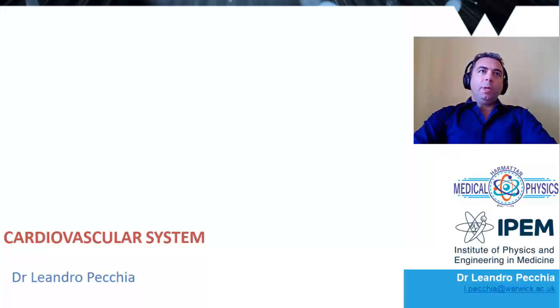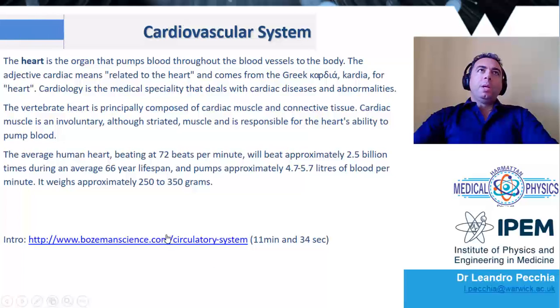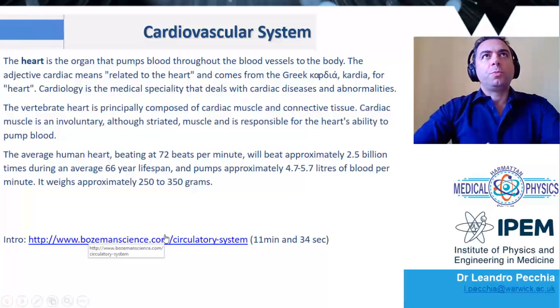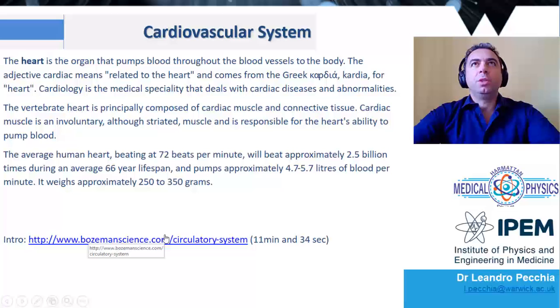In this podcast, we will introduce the cardiovascular system, focusing particularly on the electric activation of the heart. The heart is the organ which pumps blood through the blood vessels of the body. Cardiac comes from the ancient Greek word meaning heart, and so cardiology literally means the study of the heart.